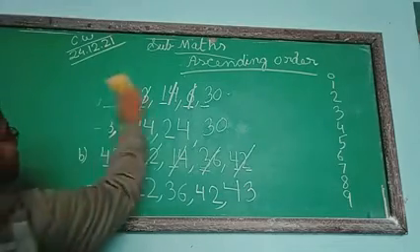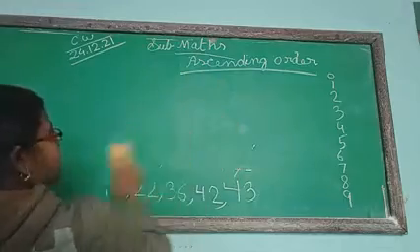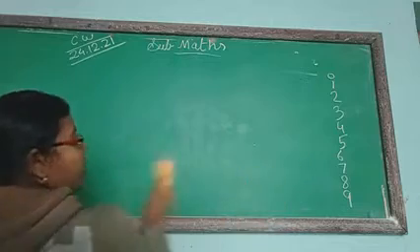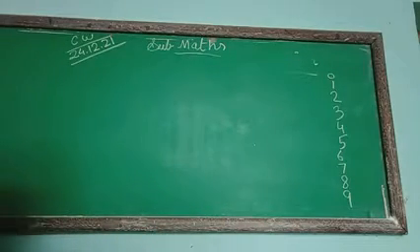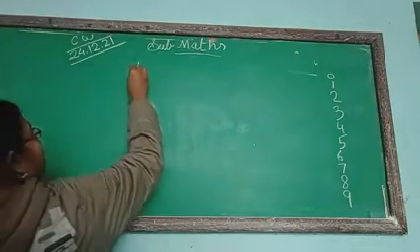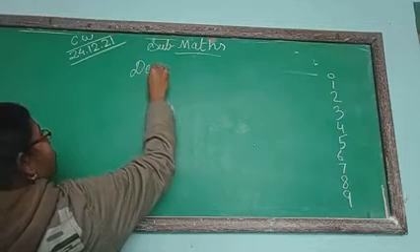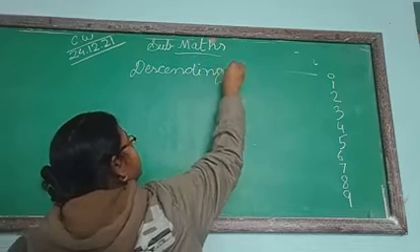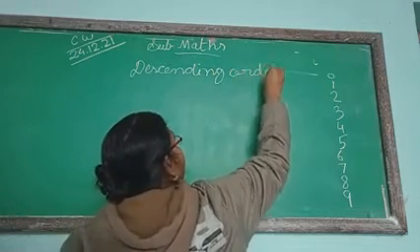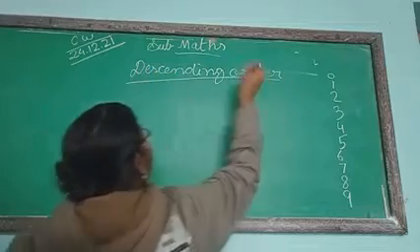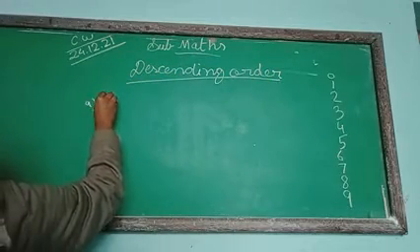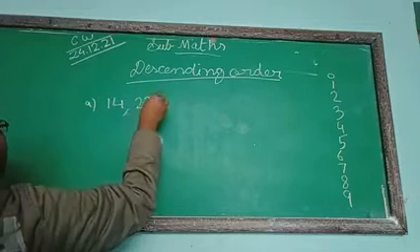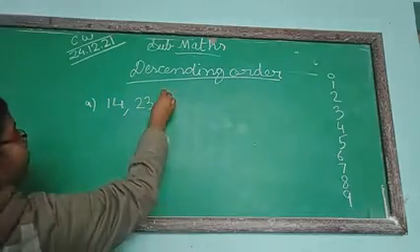Now if we discuss the descending order, it means just the opposite: bigger number to smaller number. Descending order means bigger number to smaller numbers. So what we will do, first, one question we are doing, I am repeating the same one. We have already done it in the second term.